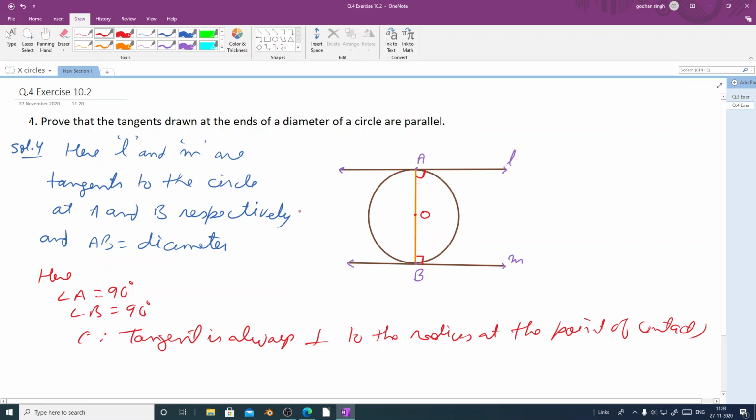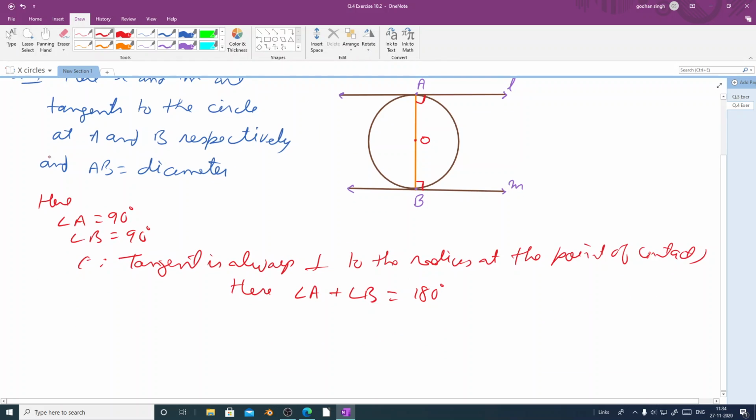So, now we can see that if we add angle A and angle B, we get a total of 180 degrees, and we know that whenever the sum of interior angles on the same side of a transversal is 180 degrees, the lines are parallel. So, here angle A plus angle B equals 180 degrees. And how are we getting 180 degrees? That is equal to 90 plus 90, which is 180 degrees. Therefore, we can say that L is parallel to M.